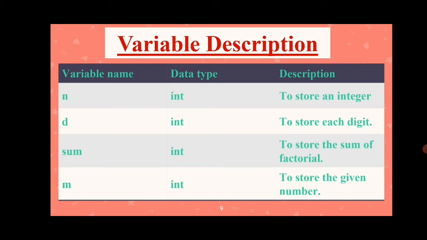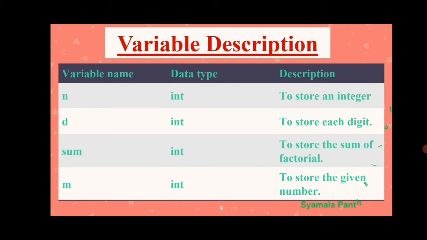The first variable is n, an integer type data to store an integer. d is an integer type data to store each digit. sum is an integer type data to store the sum of factorial. m is an integer type data to store the given number.